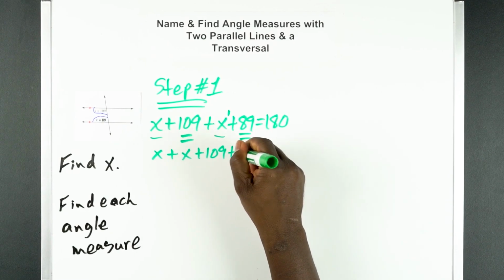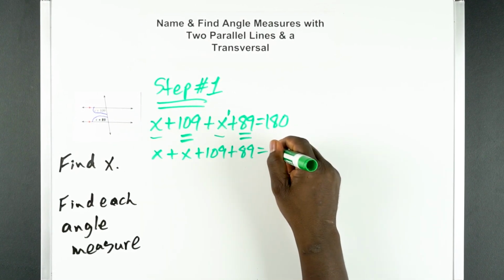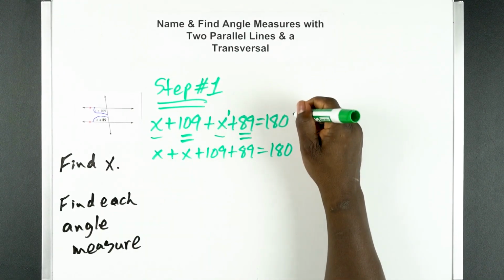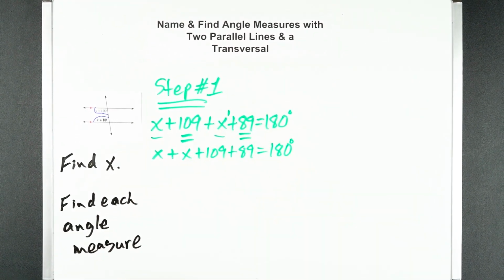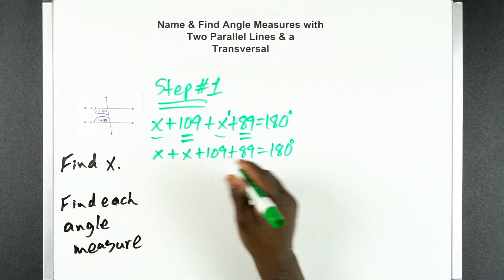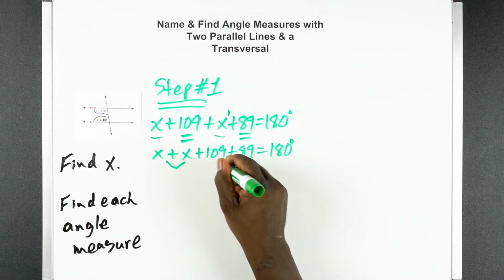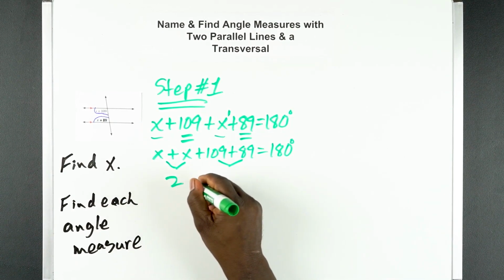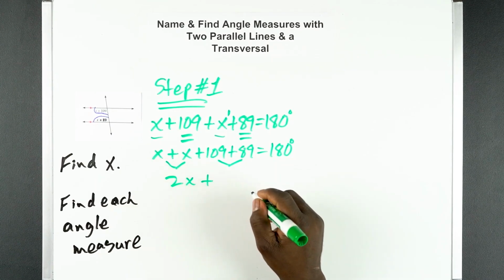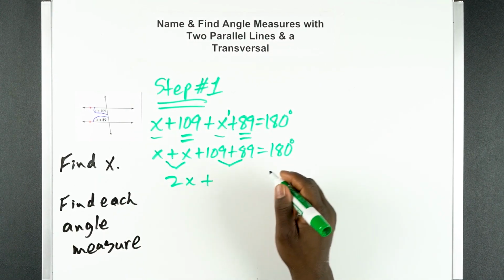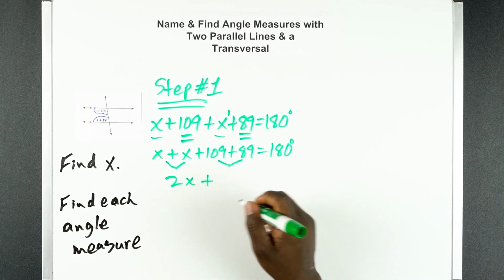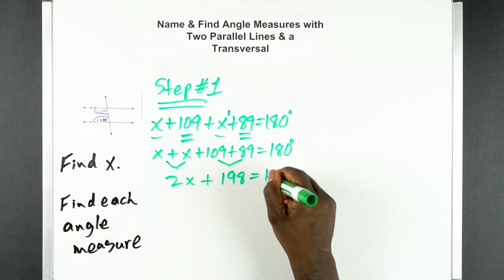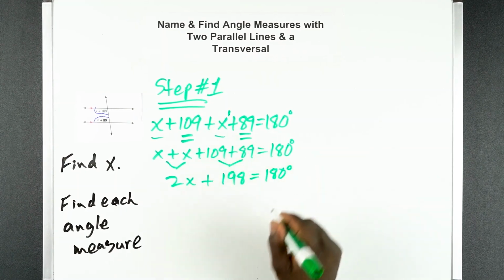109 plus 89 equals 180 degrees, okay? I'll go ahead and put that degree symbol. All right, now let's go ahead and combine those like terms. Okay, so we have 2 times x plus 109 plus 89, that gives us 198 equals 180 degrees.